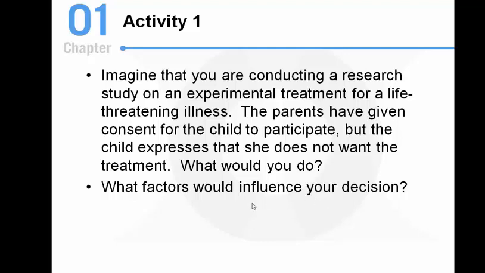Maybe you're thinking about the type of illness. Maybe you're thinking about the age or the maturity level of the child. So I'm asking you to think critically here about when you would give priority to parental consent, or when you might give priority to the assent of the person who's actually receiving the treatment. In this case, it would be a child. So this is your opinion, but I want you to think critically about it and then give me at least 200 words on this topic.